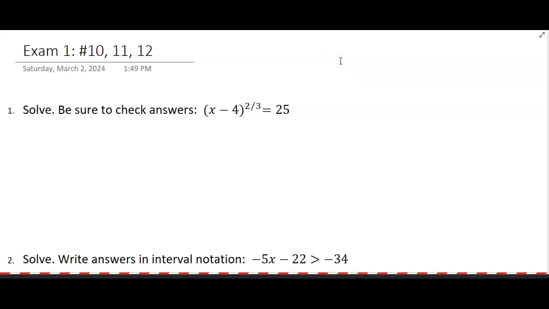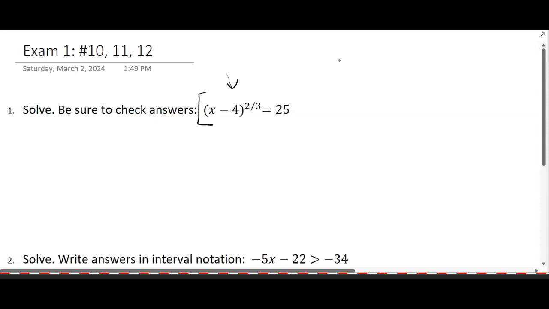So this first one's a little tricky. You have an equation and it's being raised to, you have that binomial being raised to the 2/3 power. So what we learned to do was we said, well, we'll raise it to the reciprocal, which is 3/2. And that's correct.